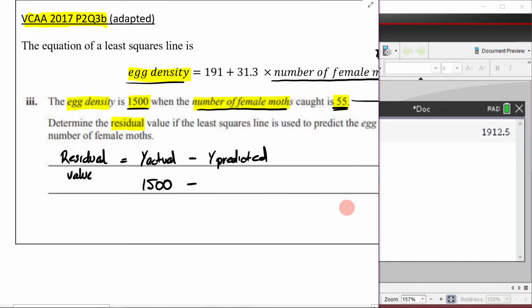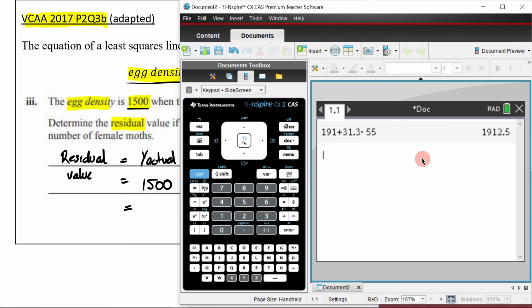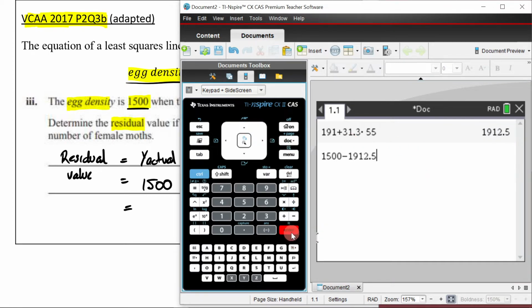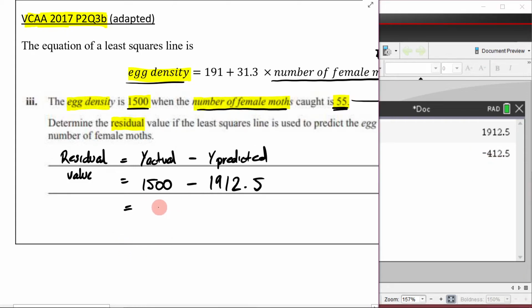So we'll come over here now and write 1912.5. Then once we've done that, we're going to subtract these from each other. So I'm going to go 1500, remember, minus, and then I'm just going to hit my arrow key up, hit enter to bring that down. And then I'm going to get an answer of negative 412.5.